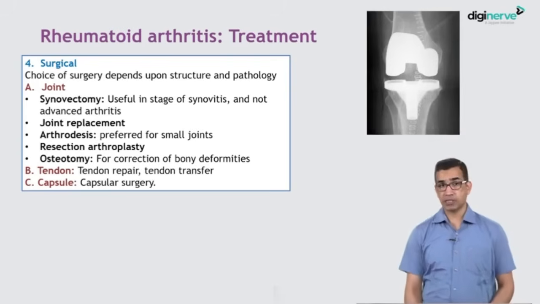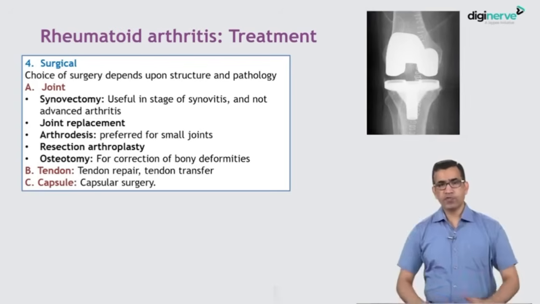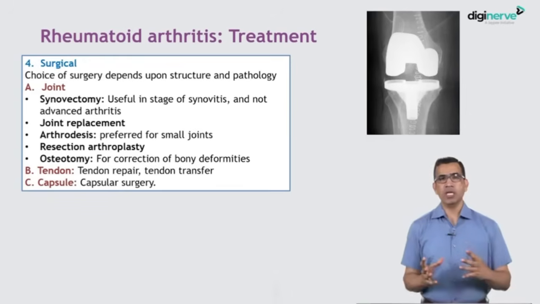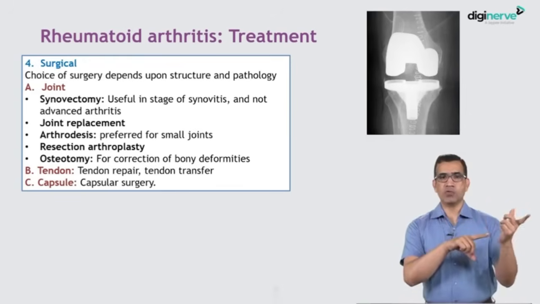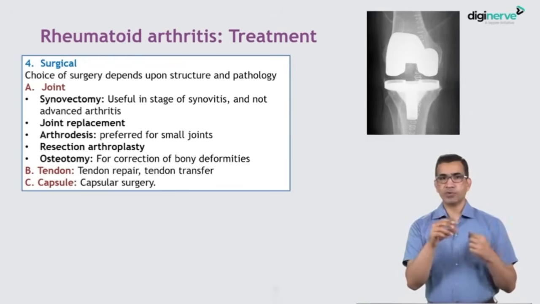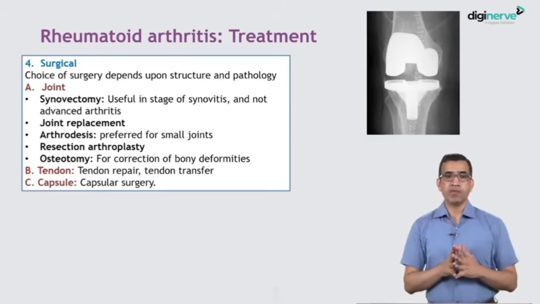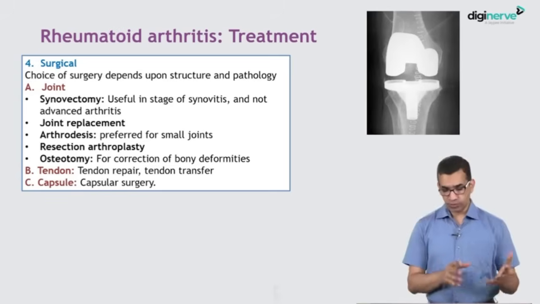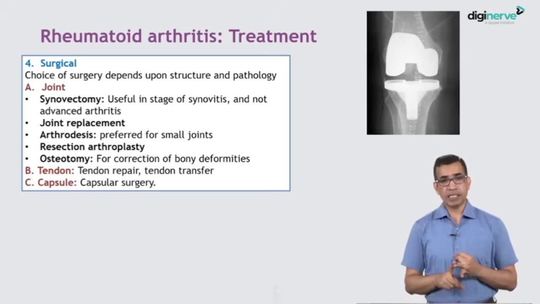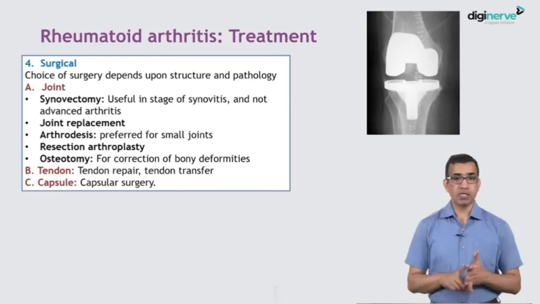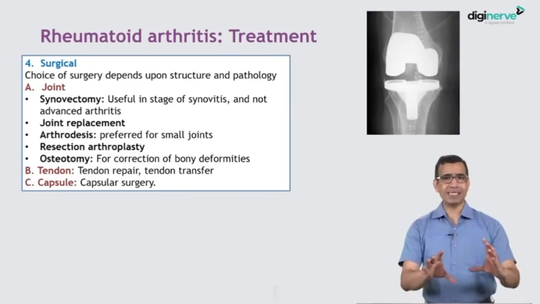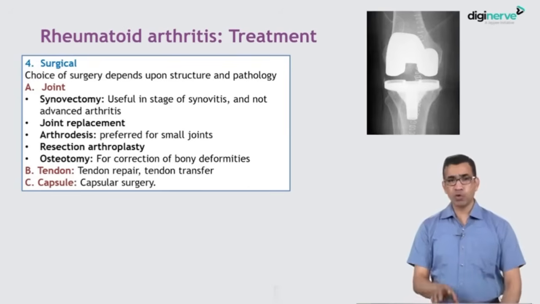On to the fourth one, that is surgery. This is a list of the procedures. You need not go into the nitty-gritty of each disease, each joint, but we do the surgery for the structure involved. So if there is a tendon rupture, we do tendon repair, tendon transfer. If there is a nerve involved, you can do nerve release surgery. If there is a capsular contracture, capsular release. In the joint, we do synovectomy, arthrodesis, replacement, resection arthroplasty, or even an osteotomy. So these are the choices of surgeries. You just need to list them in the exam.